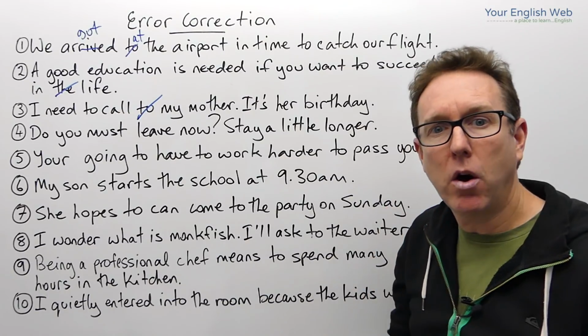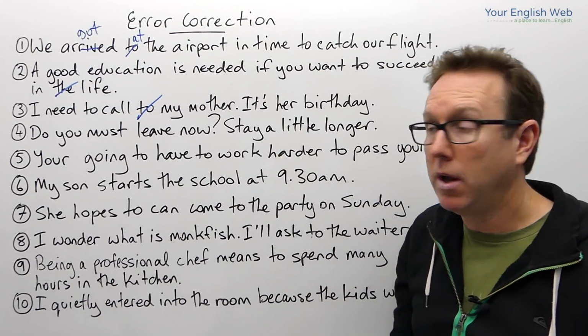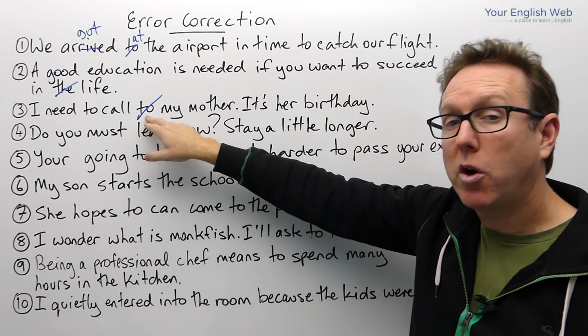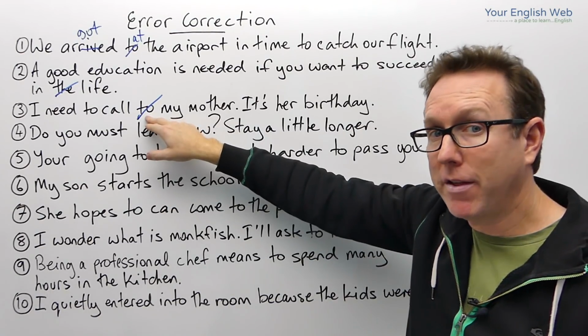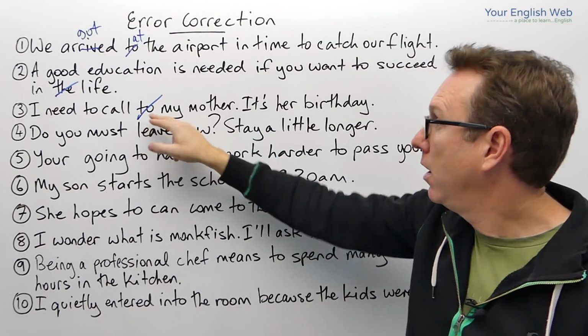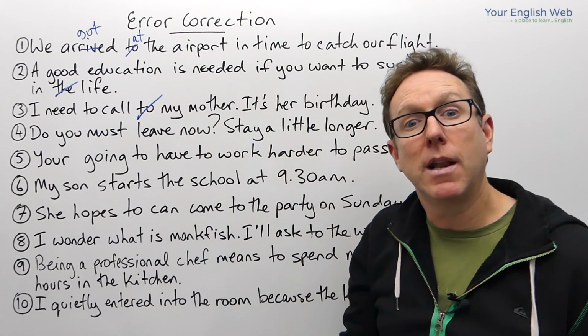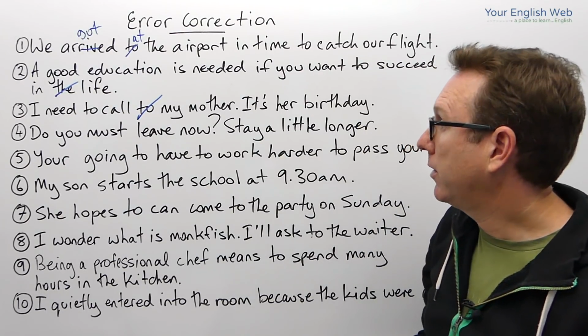I hear this error all the time because probably in your language there's a preposition with call, or telephone. But in English there's no preposition. So I need to call my mother or phone my mother, not call to or phone to my mother because it's her birthday. And we all know that our mothers love to receive a telephone call on their birthdays, okay?